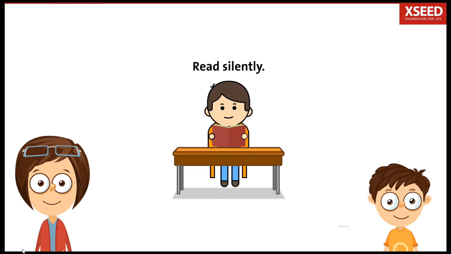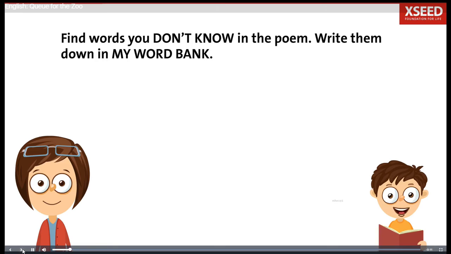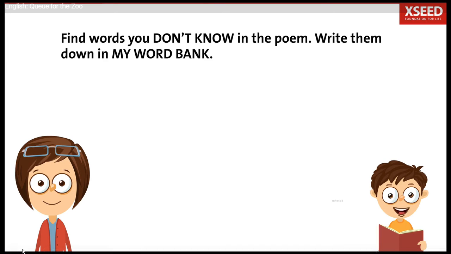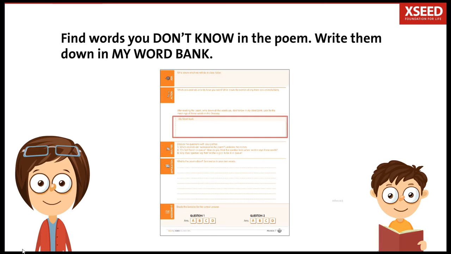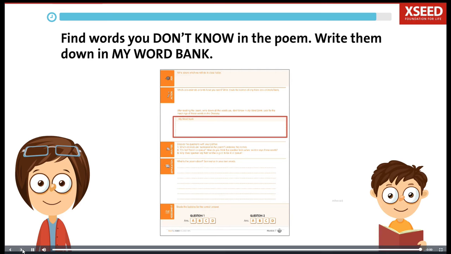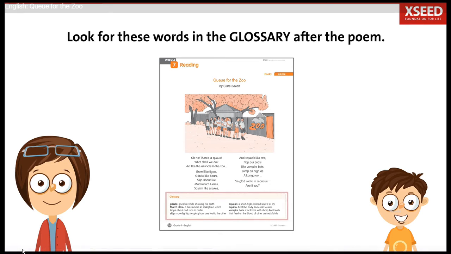Now let's read the poem silently and underline all the words that we don't know. There are some words I don't know. Let's write down all these words in My Word Bank in the action section of our journal. Now let's look for these words in the glossary after the poem.